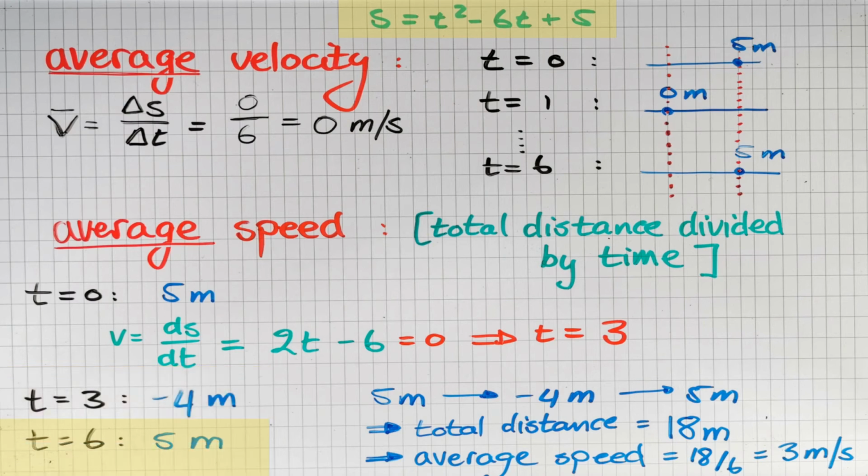If you look at the right bottom part of this slide, you'll see it's at 5 meters, then it goes to minus 4 meters, then it goes to 5 meters again. So that total distance is 18 meters. From 5 meters to minus 4 meters, that's 9 meters traveled. And then again from minus 4 meters to 5 meters, that's another 9 meters. So the total distance that this particle has traveled is 18 meters in a time of 6 seconds. And so if we take 18 meters divided by 6, we get 3 meters per second. That is our average speed.